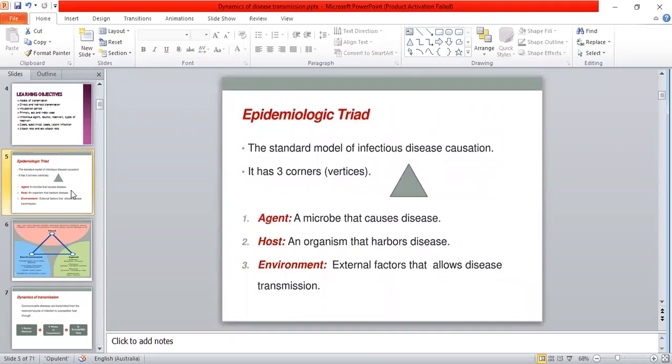Epidemiologic triad. The standard model of infectious disease causation has three columns. Number one, agent, a microbe that causes disease. Number two, host, an organism that harbors disease. Number three, environment, external factors that allow disease transmission.